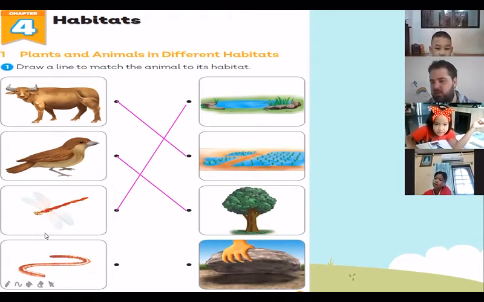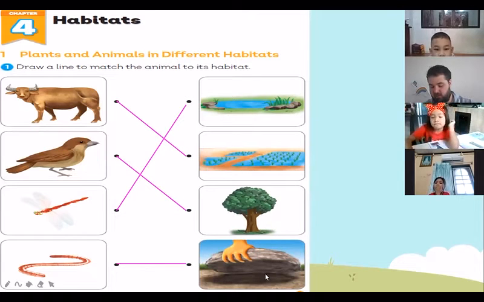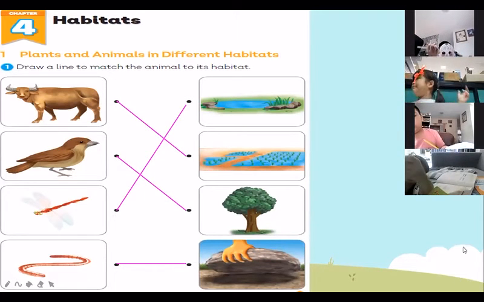And our last one, our earthworm. Our earthworm lives under the rock. Yes. So please draw a line to under the rock. Yes, very good. Okay, is everybody finished?